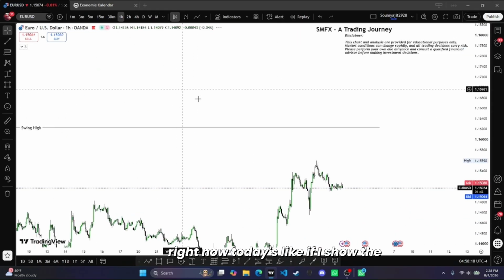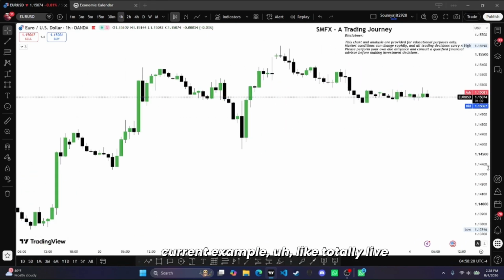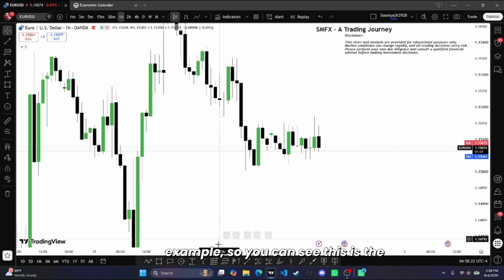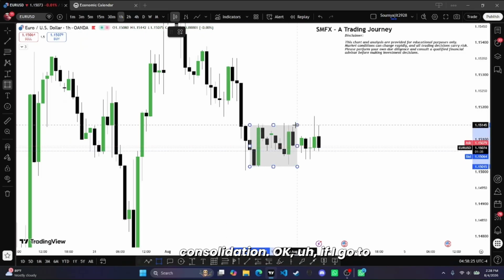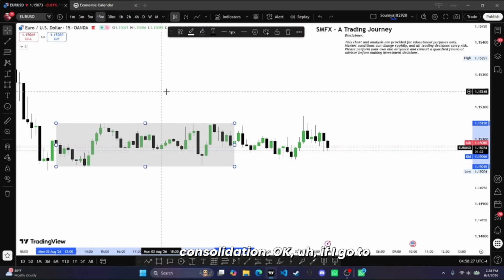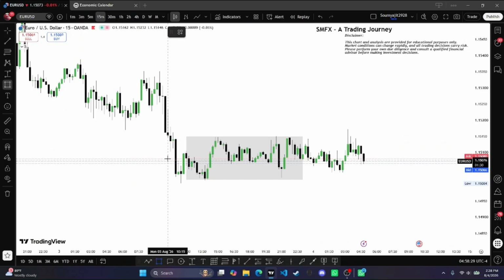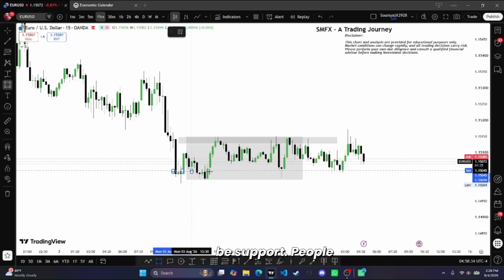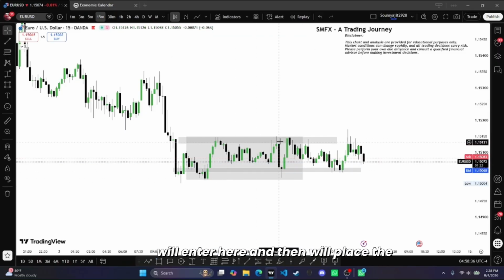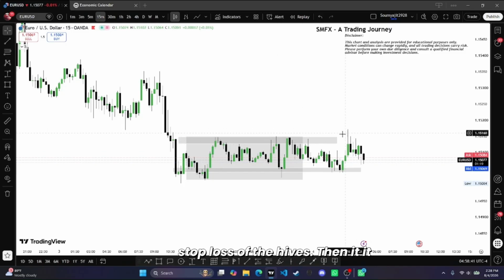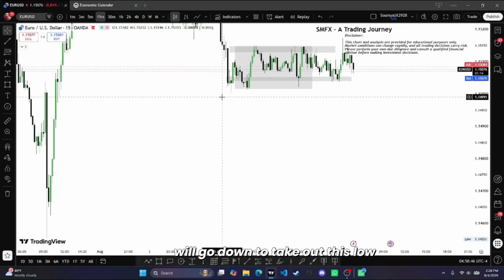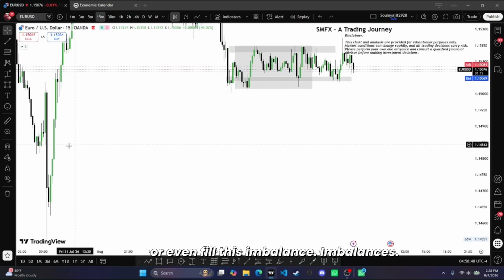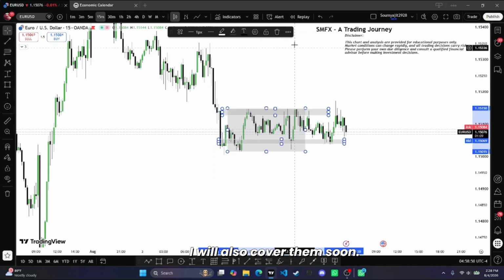Right now, if I show the current example, a totally live example, you can see this is a consolidation. Okay, if I go to 15 minute it will be better. So this will be a resistance, this will be a support. People will enter here, and then place their stop loss at the highs. Then it got liquidated over here. Now the price will go down to take out this low or even fill these imbalances. I will also cover them soon.